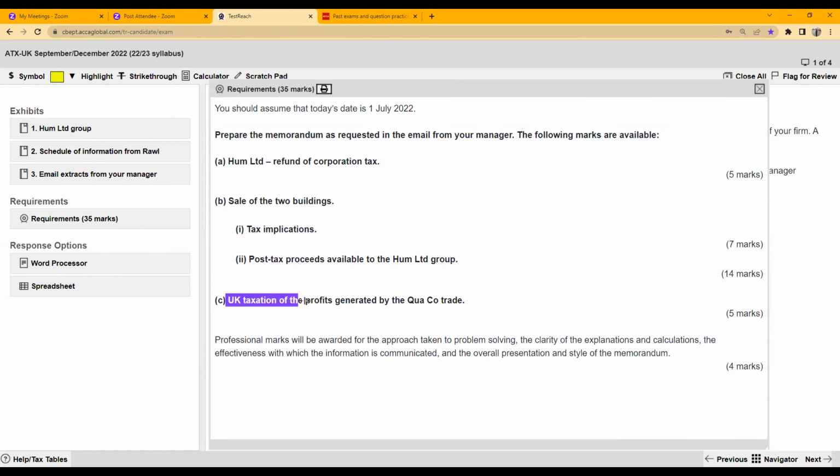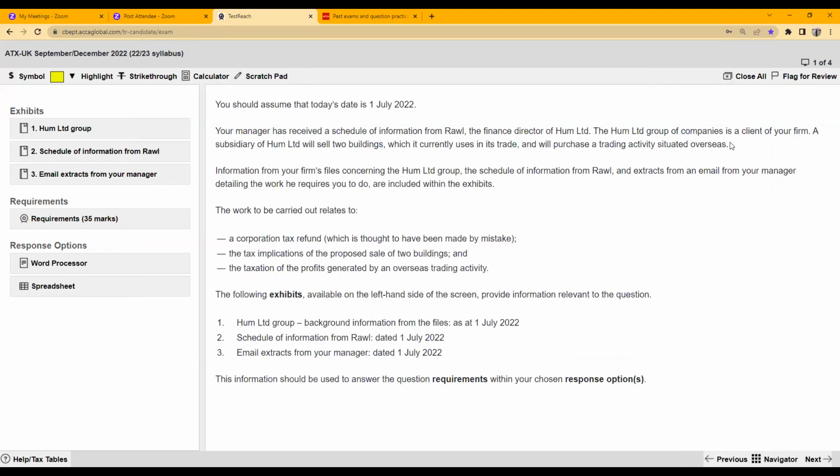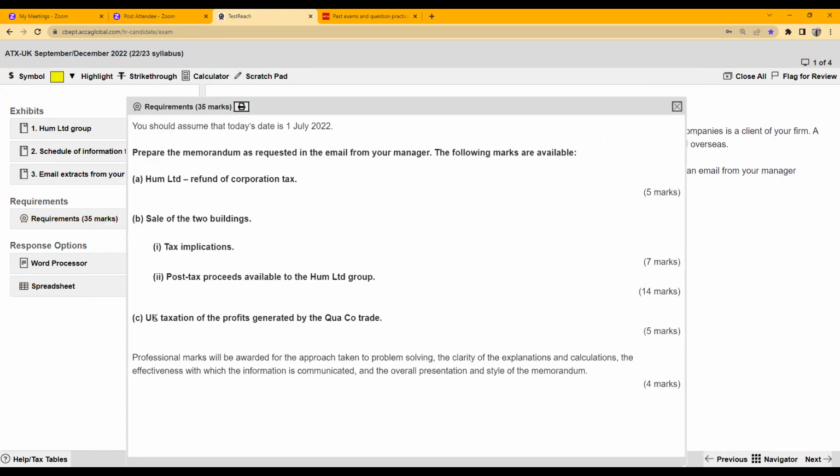Part C, UK taxation on the profits generated by the Co-Co trade. As is evident from here, the company wants to purchase a trading activity situated overseas. With respect to this, you can see it's also included in the requirement. UK taxation on the profits generated by Co-Co trade means this Co-Co would be the overseas branch or could be the overseas subsidiary. We need to discuss the UK taxation implications from the profits gained from the overseas branch or overseas subsidiary.